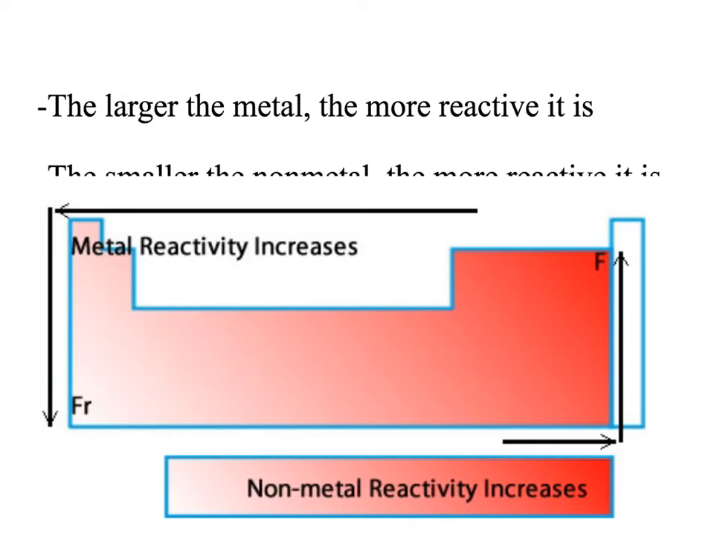Now if you look at the nonmetal reactivity, it's the opposite. The smaller the nonmetal, the more reactive it is. And that's because the smaller it is, the more it can pull on outside electrons. Remember, nonmetals gain and metals lose electrons. So the bigger you are, the easier it is to lose. The smaller you are, the easier it is to gain because you can pull on electrons more. So that's why nonmetals increase in reactivity the higher up we go to the right corner.